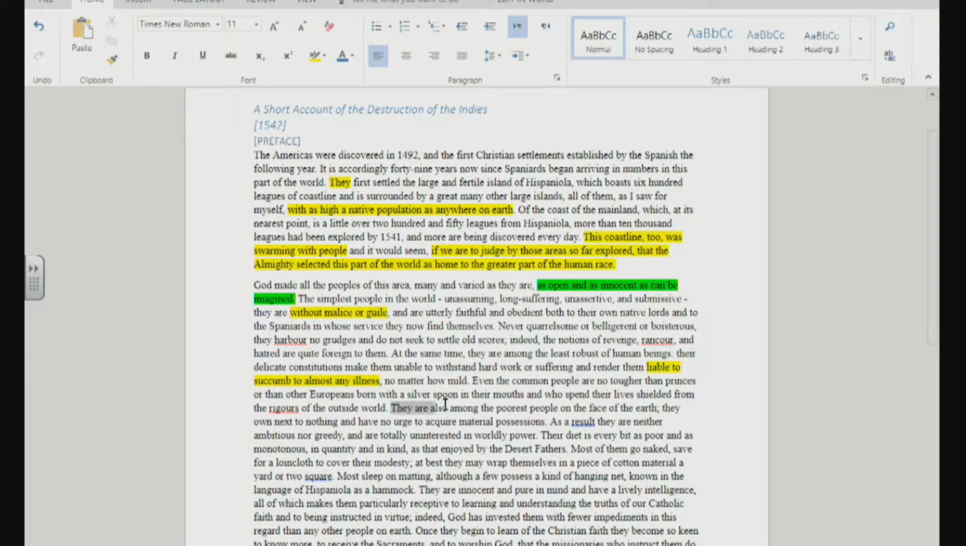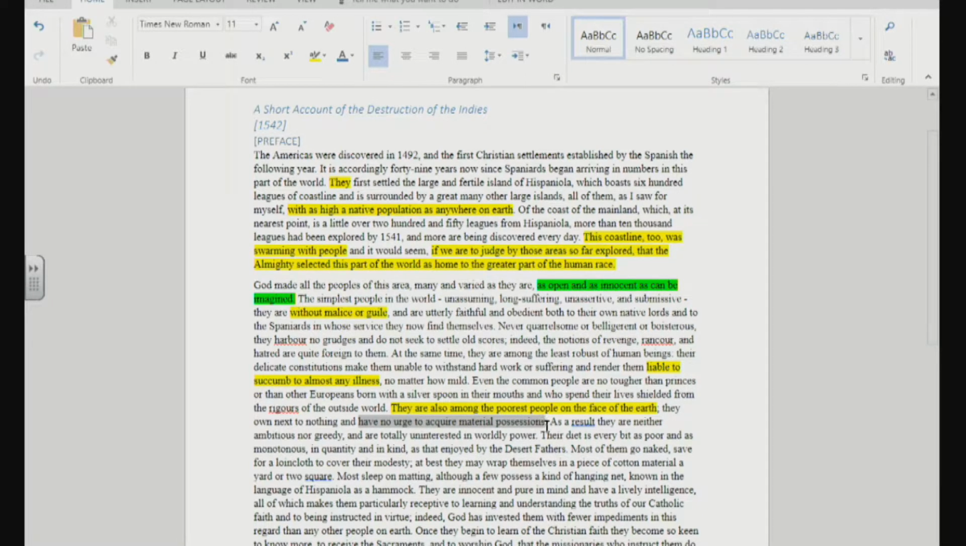They are also among the poorest people on the face of the earth. So he doesn't see them as wealthy at all. Even though they're not wealthy, they still are not used to hard work. From our point of view, as people reading this after the fact, we can begin to think of the different reasons why the Spanish might be used to working very hard, whereas the Taino might not be used to working as hard. They own next to nothing and have no urge to acquire material possessions.